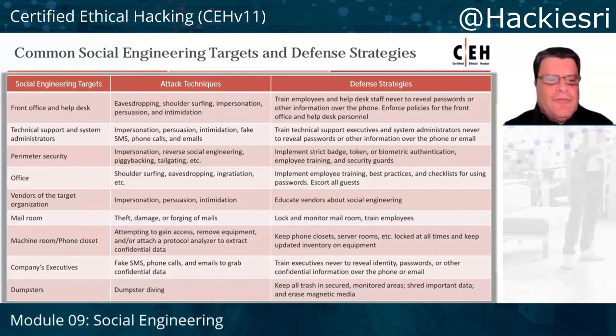Social engineering targets are often also company executives. Obviously, they have access to just about everything. In this case, techniques that have been used include fake SMS, phone calls, and emails to grab confidential data. At this point, train executives never to reveal identity, passwords, or other confidential information over the phone or email.